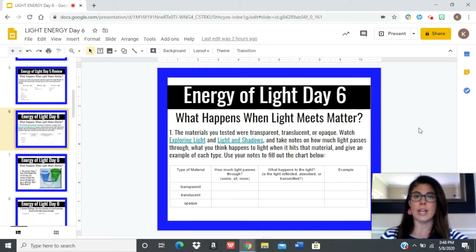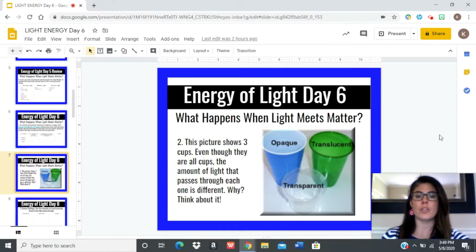The materials we tested were all transparent, translucent, or opaque. Watch 2 short videos exploring light and light and shadows by clicking on the links. As you watch the videos, take notes and then fill out the chart below. This picture shows 3 cups. Even though they're all cups, the amount of light that passes through each one is different. Why? Pause the video and think about it.